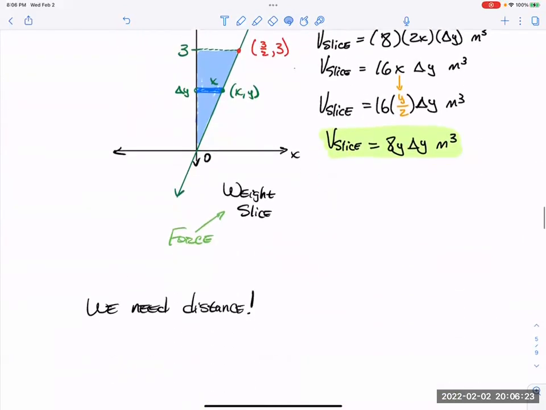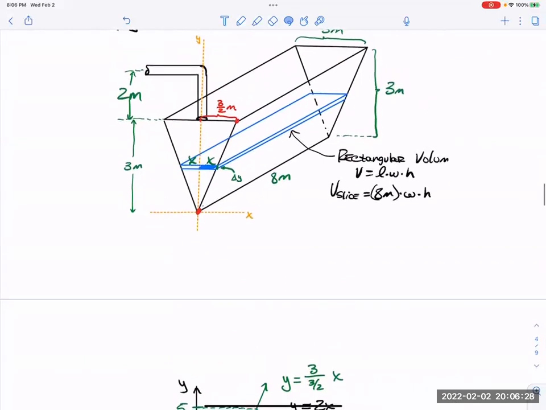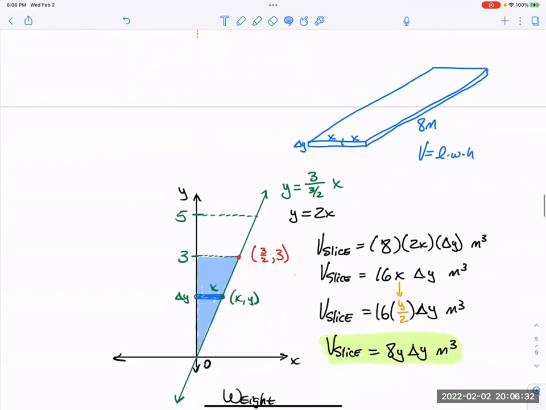I'm sorry, Professor, where did you get the y minus 2? Oh, okay, hold on a second. Did I write y minus 2? You mean the y over 2? Yeah, right here. See, if y equals 2x, we solve for x, which is y over 2.